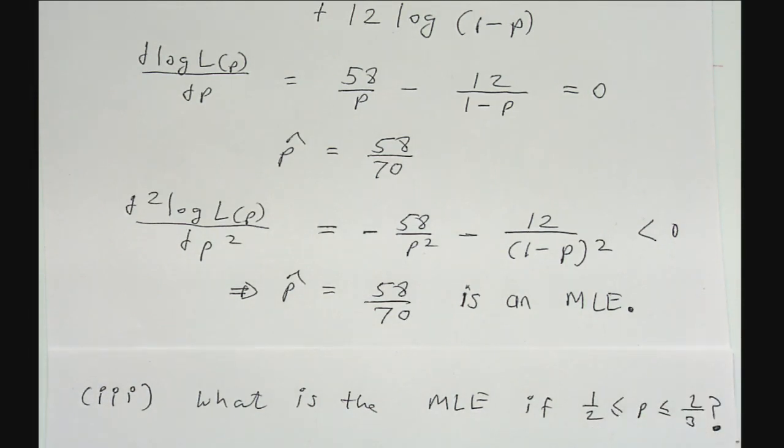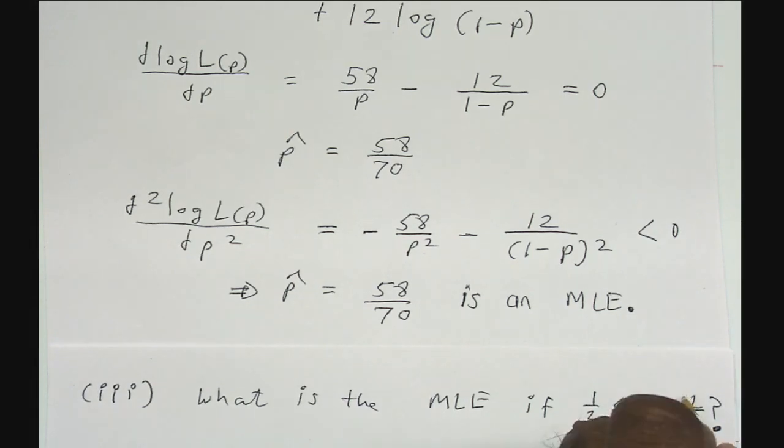Can you guys listen please? The last part of the question was: what is the MLE if P is between half and 2/3? Now how do we do this last part, guys? Because you are given a restriction on the range of possible values for P, which is between half and 2/3.